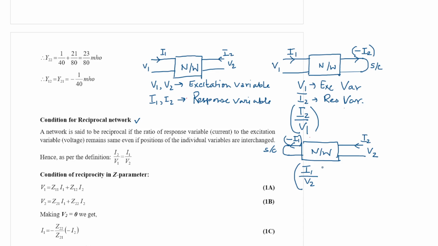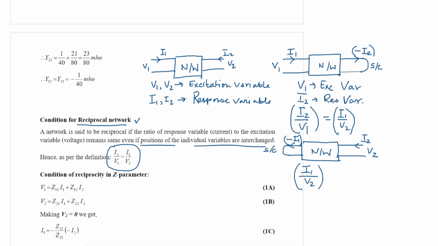So in both the cases, if these two ratios are same, then that network is called reciprocal network. So a reciprocal network is basically that network where the ratio of response variable to the excitation variable remains same even if position of the individual variables are interchanged. So what is the condition? I2 by V1 is equal to I1 by V2. This should be the condition.